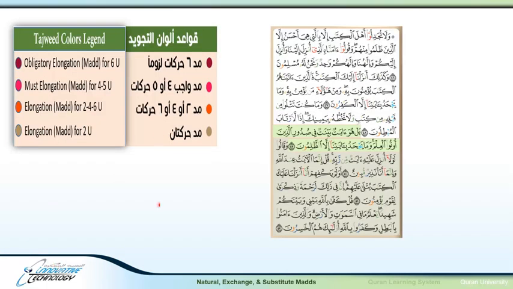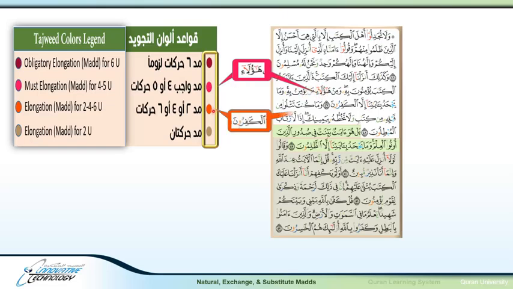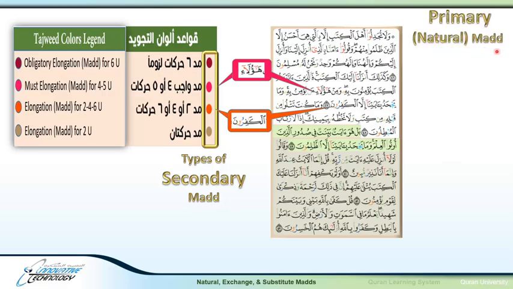In our previous lesson, which was an introduction to lengthening or med, we said that 4 of the Tajweed color legend, قواعد ألوان التجويد, are related to med. Now, if we take this red color, for example, like in هؤلاء, or this orange color in the waw of al-kafirun, then we realize that all these colors are types of secondary med. And we'll realize that the primary, the natural med, has no special color.